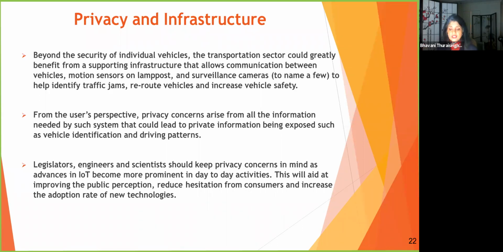Anyway, legislators, engineers, but then we also have to collect this data. I'm going to talk about it later. Legislators, engineers, and scientists should keep privacy concerns in mind as advances in IoT become prominent in day-to-day activities. This will aid in improving public perception, reduce hesitation from consumers, and increase the adoption rate of new technologies. So the main thing here is that legislators, engineers, and scientists all have to work together. So again, policy-aware data collection and data sharing. I'm going to talk about it in a few charts.